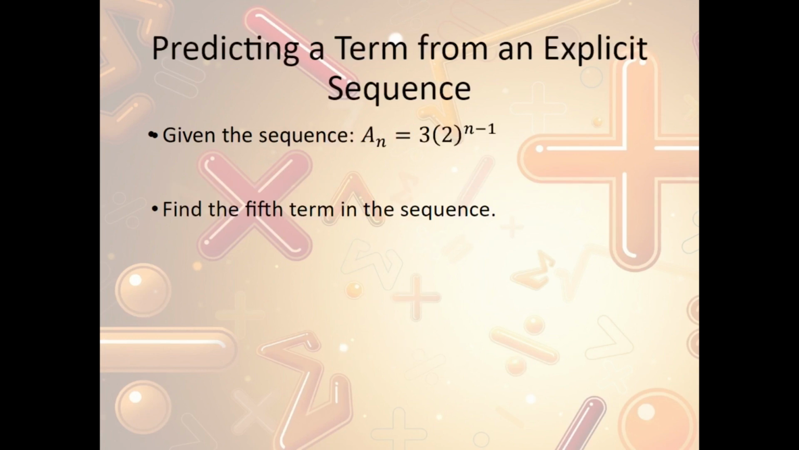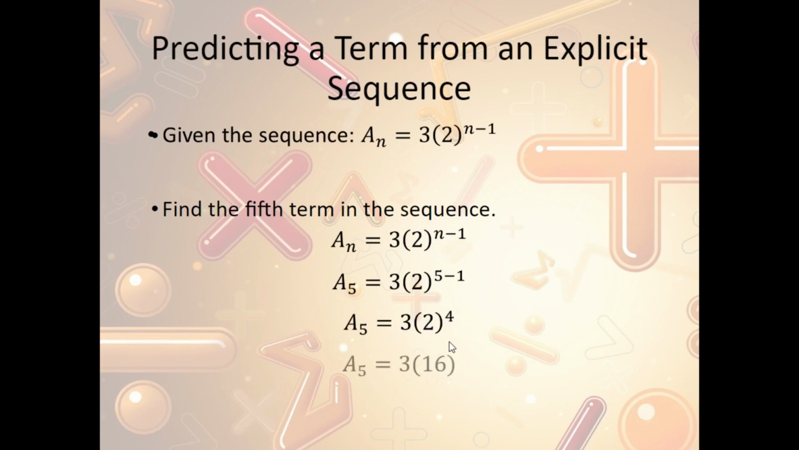Now let's take a look at an example. We have a_n is equal to 3 times 2 to the n minus 1, and we want the 5th term. So we're going to take that and we're going to plug 5 in for n. So this is a_5 is equal to 3 times 2 to the 5 minus 1 power. Well, we know that 5 minus 1 is 4. So we have 3 times 2 to the 4th power. Well, 2 to the 4th power is 16. Then we multiply that by 3 and we get 48 is our answer.